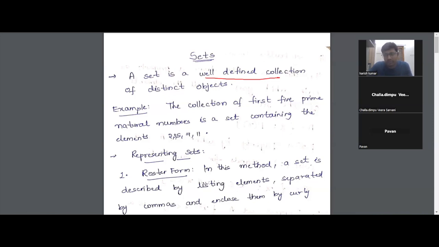Now, what about something which is not an example of a well-defined collection? Let's say I ask you for the collection of famous prime numbers. In that case, the answer differs based on the person. For me, the famous 5 numbers could be 2, 3, 7, 11, and 17. For you, it could be another set of numbers. So there is no one answer, so that is not a well-defined collection. This is the meaning of well-defined collection.